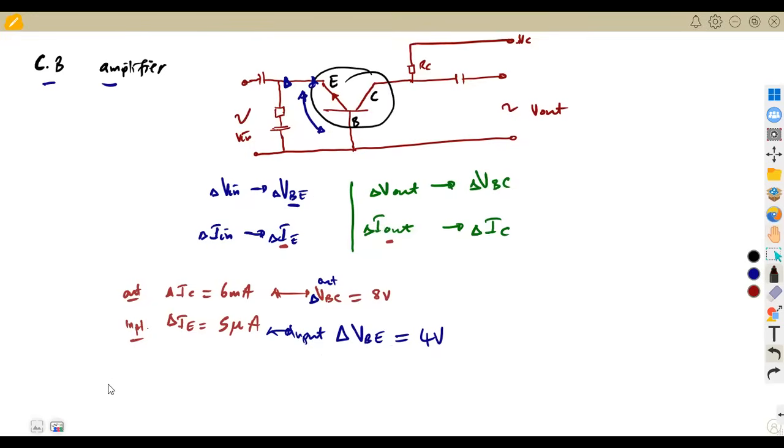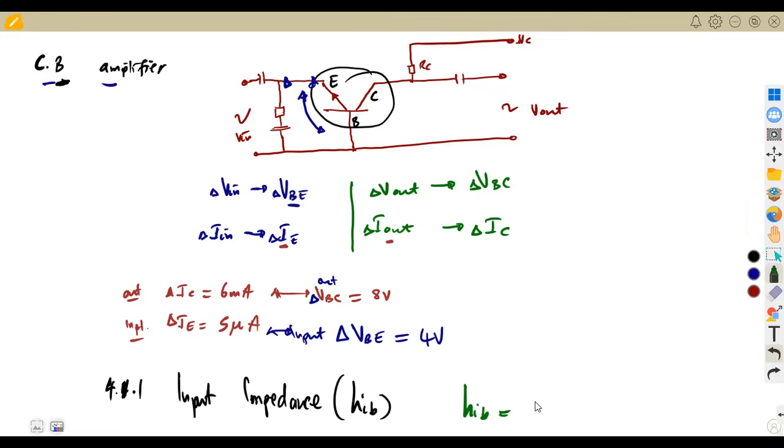Remember what we said, that's 4.11. So we said the input impedance is given by HI, but it's for what? For the common base. So we are just going to use a B for the common base. So this is what you're asked to calculate, right? So the question is, how do you calculate the input impedance?